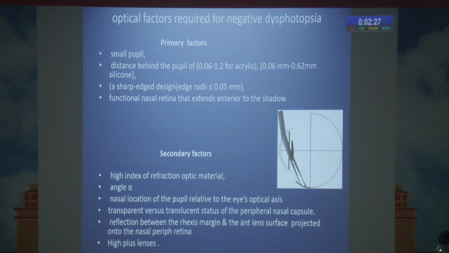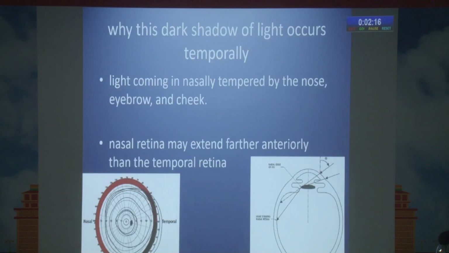And the secondary factors are high refractive index of optic material which is there in hydrophobic lenses, large angle alpha, nasal location of the pupil, transparent status of the peripheral nasal capsule, and more with high plus lenses.